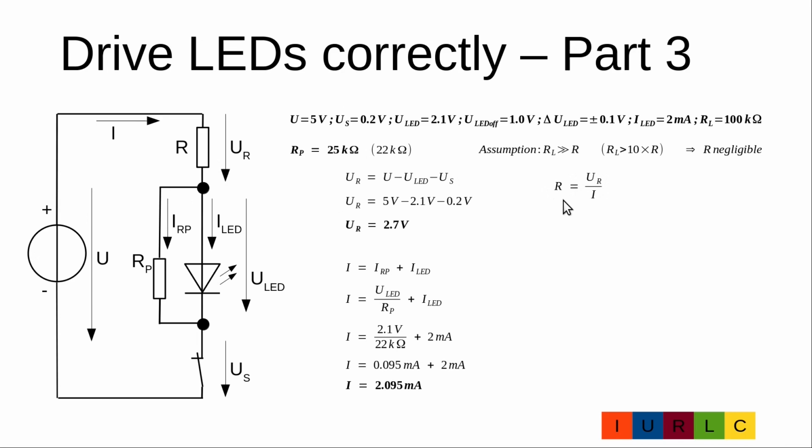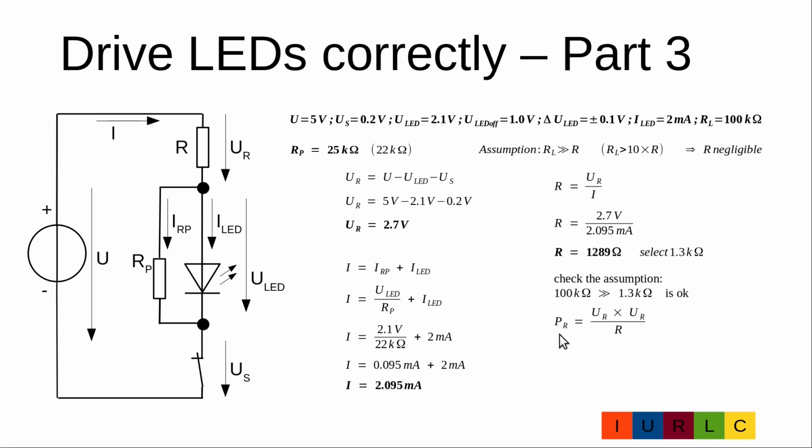Now we calculate R as UR divided by I with concrete numbers 2.7 volt divided by 2.095 milliamp. R is 1289 ohm and we select the standard resistor 1.3 kilo ohm. Now we check our original assumption that RL is much bigger than R. And we see 100 kilo ohm is much bigger than 1.3 kilo ohm, so the assumption was okay.